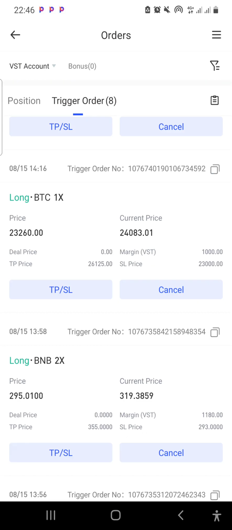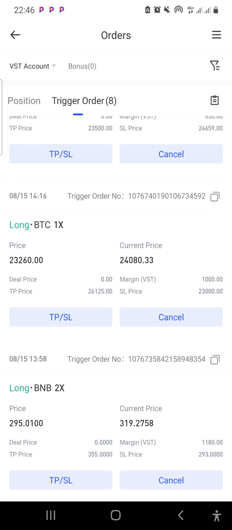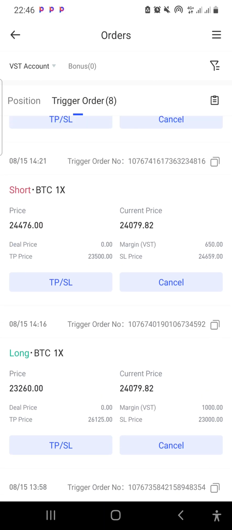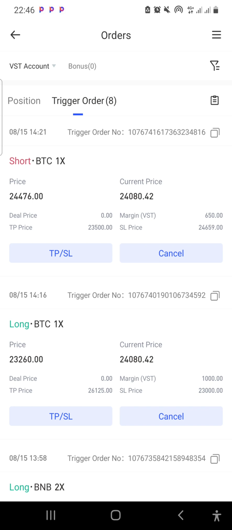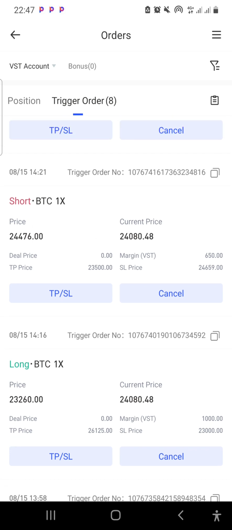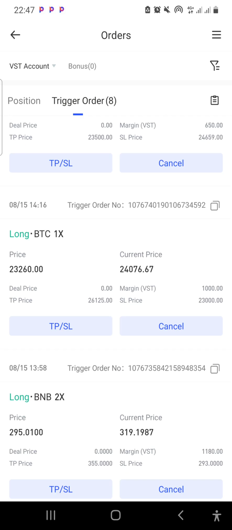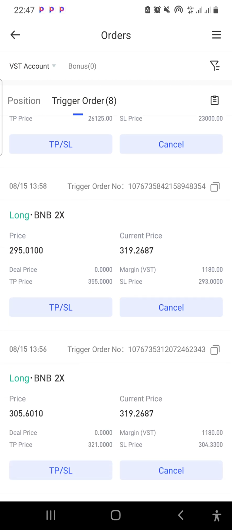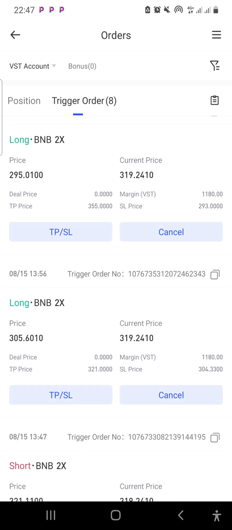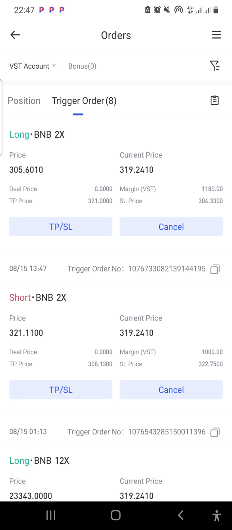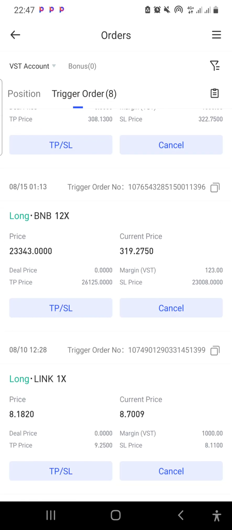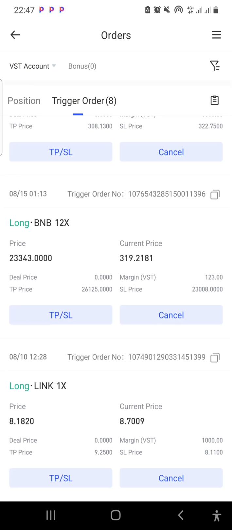These are some of the ones I have previously. I'm waiting for this one. So BTC now, I have a long below at 22,360, and then my take profit at 26,125, and I have a short too at 24,476 already. BNB, I have a long too at this point here. So short too at this point, and then I think BNB, is this BNB?